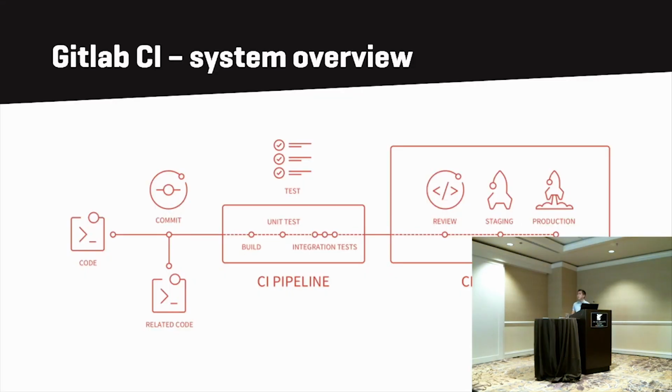I'm going to start off with showing you the core functionality of GitLab CI. For me, this is the most essential part. So on the left side, you have a commit, and then we have 2 pipelines, a CI pipeline and a CD pipeline. CI pipeline stands for continuous integration pipeline. You all know continuous integration, right?